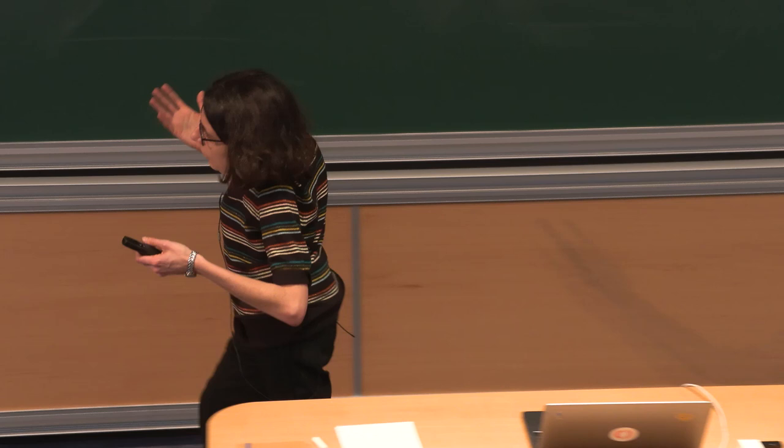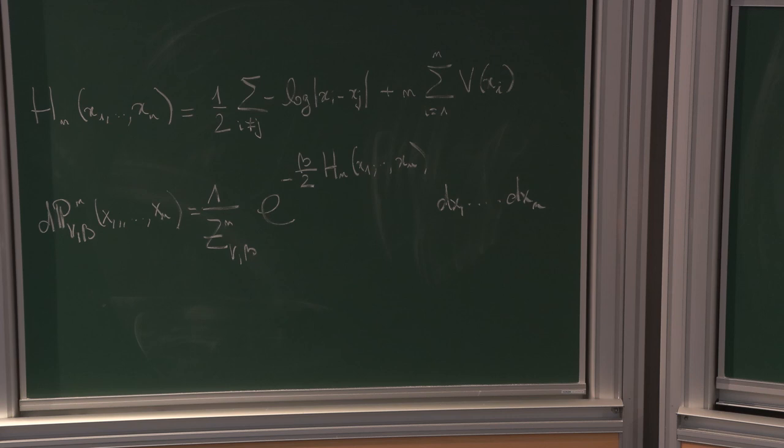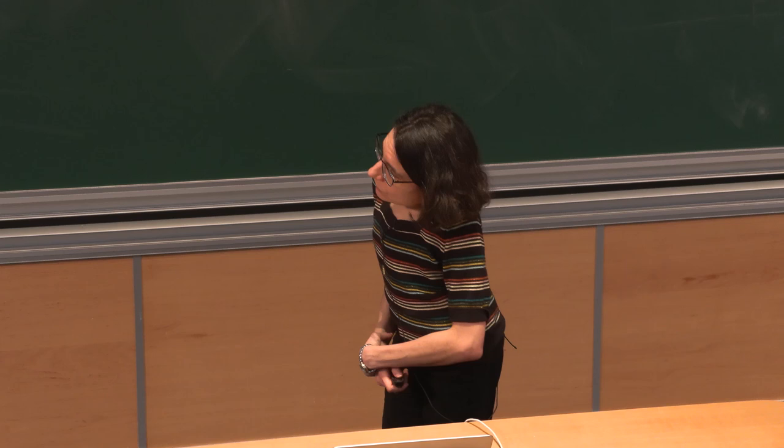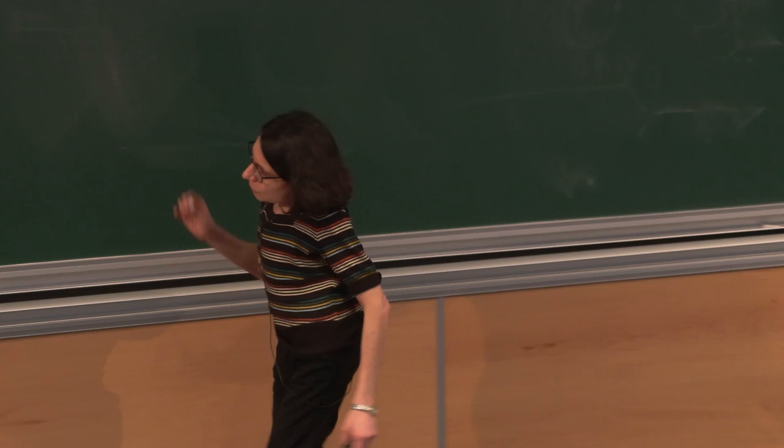Okay, and for general V, you have a particle system, not necessarily a very natural random matrix model associated, but it's still a valuable particle system to study. So let's now look a little bit at the microscopic behavior of this particle system. Let's start with the CUE, which is maybe easier to study.